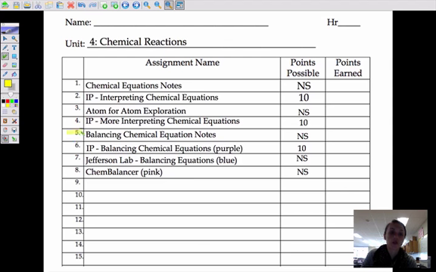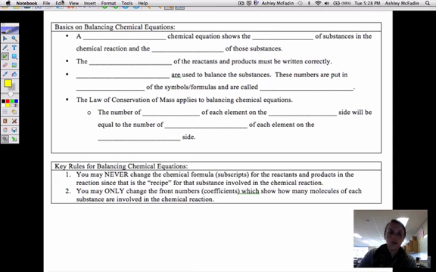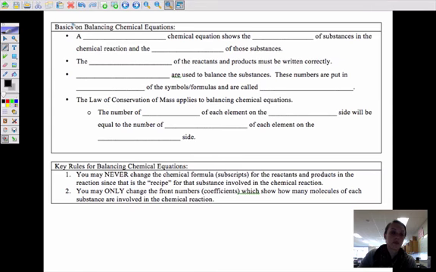so we can fill in slot 5, 6, 7, and 8. And don't forget the points possible. You should pause the video and fill that in now. The note sheet should look like this. It should be titled Balancing Chemical Equation Notes.